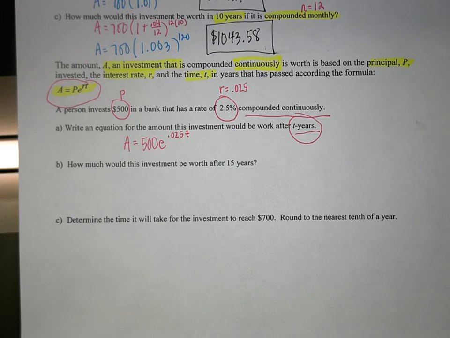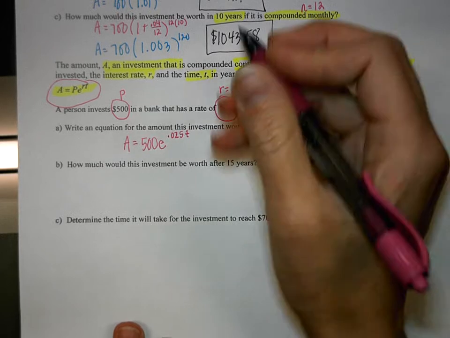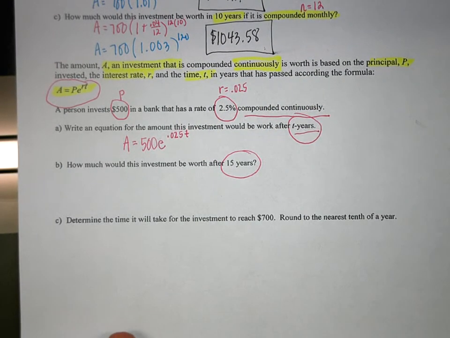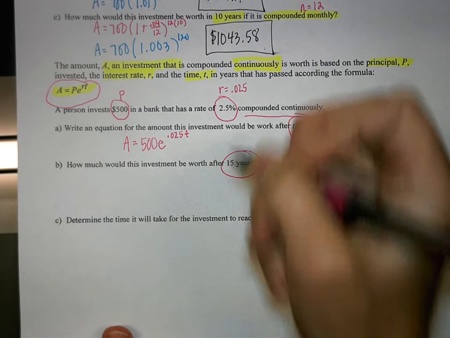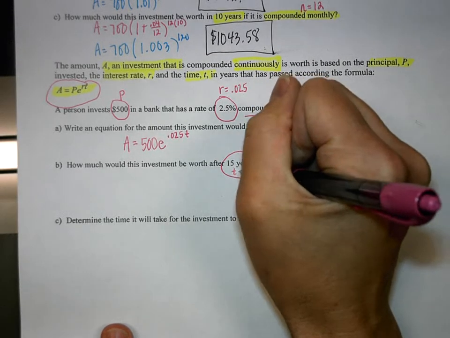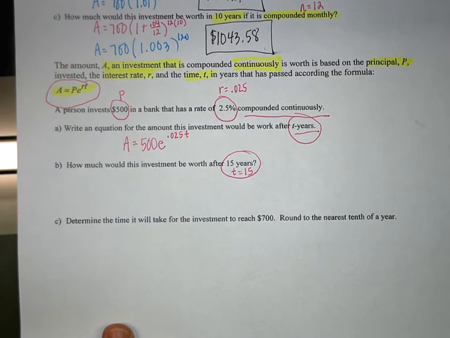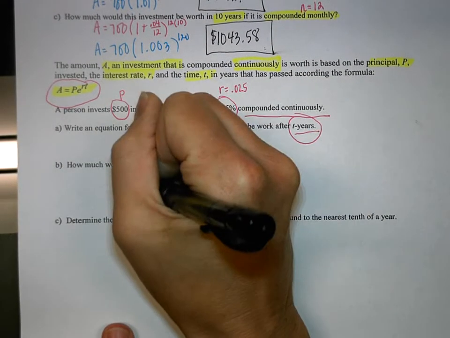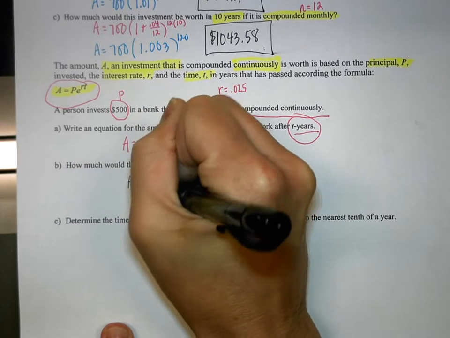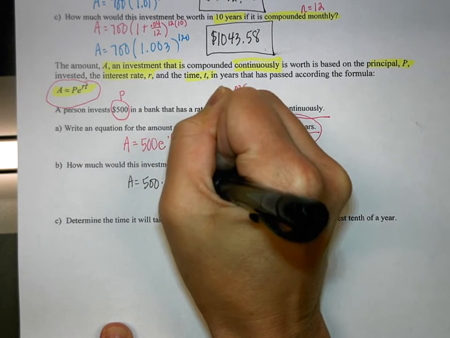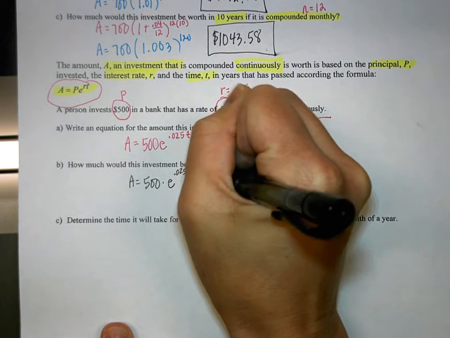Okay, next. How much would the investment be worth after 15 years? What will we do for the 15 years? Very good. Put 15 in the T spot. So T equals 15. So we already have this all written out. All we're going to do is plug in that 15. A equals 500 times e to the 0.025 times 15. What do we need to do first?